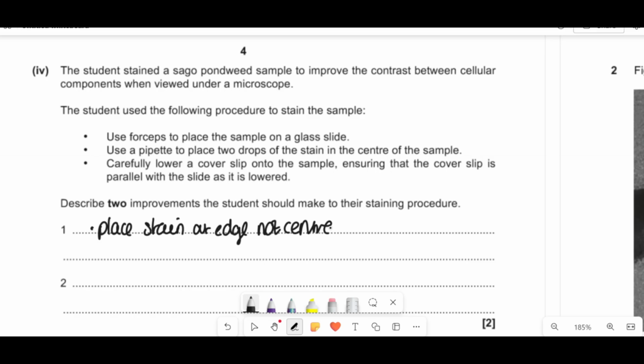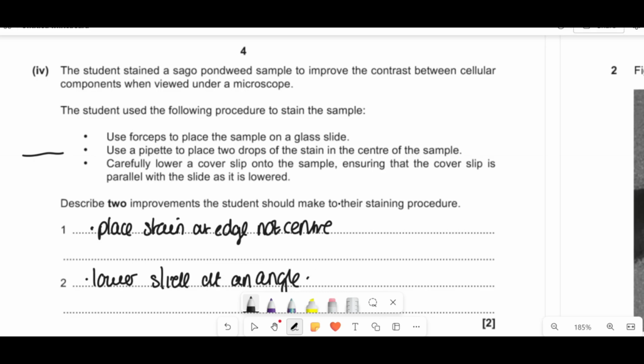What else could we do then? It says here, carefully lower the cover slip onto the sample, ensuring that the cover slip is parallel with the slide as it's lowered. What they're doing is they're literally just plonking it down like that. You shouldn't really do that. It's better to do it at an angle and lower it down, right? Or if you can, use a mounted needle. So in that case, you would lower the slide at an angle.